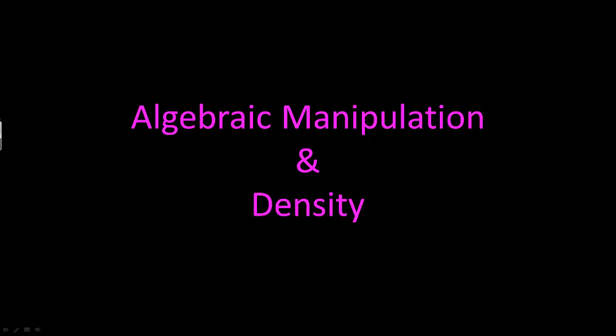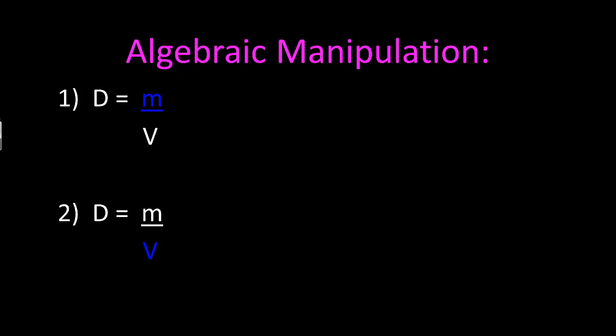Hello, Chem students! Today we are going to talk about how to rearrange algebraic formulas and calculate density. In each of these problems, we need to solve for the blue variable. On number 1, we need to solve for m, or rearrange the formula to look like m equals, or get m all by itself on one side.